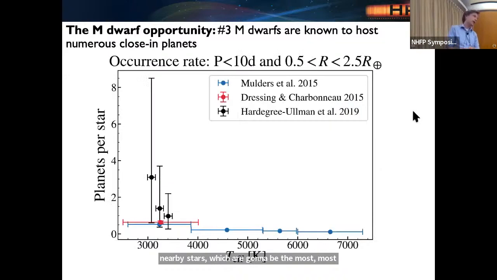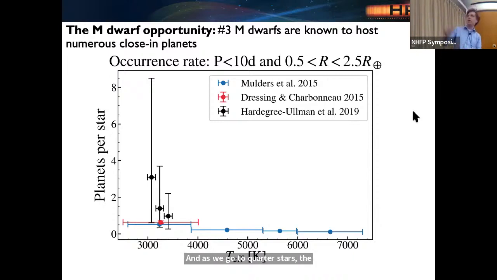Last but not least, M-stars are known to host many planets, and actually they host more planets on average than hotter stars. Here I'm showing the planet occurrence rate, planets per star, as a function of stellar effective temperature, specifically occurrence rates for small planets in close-in orbits. And as we go to cooler stars, the occurrence rate increases steeply.